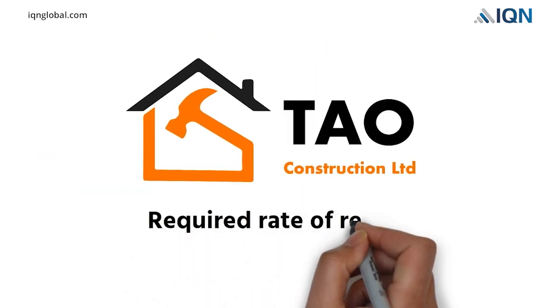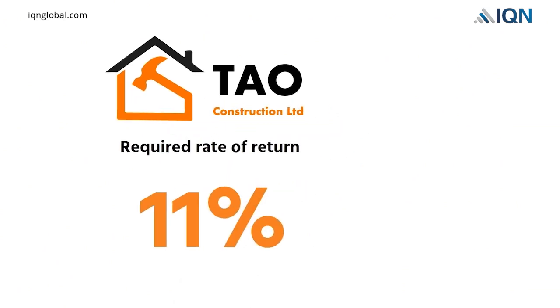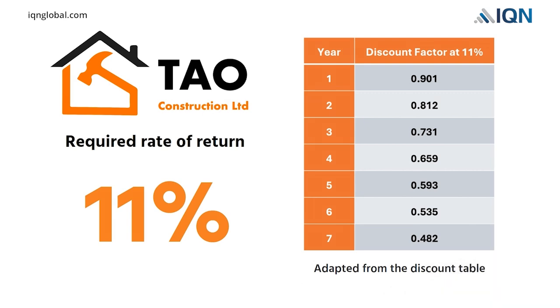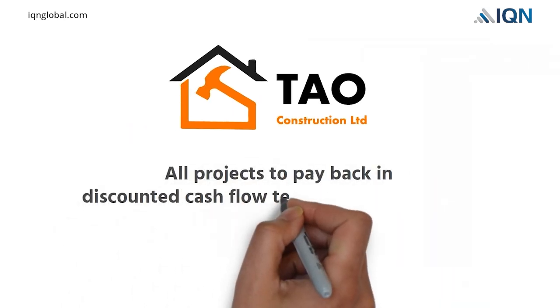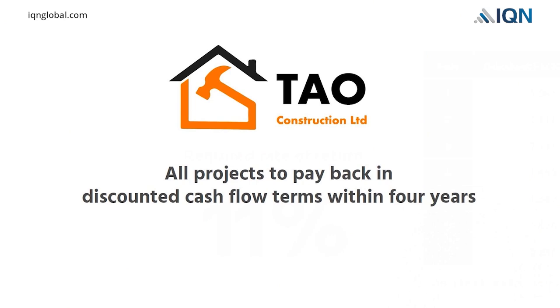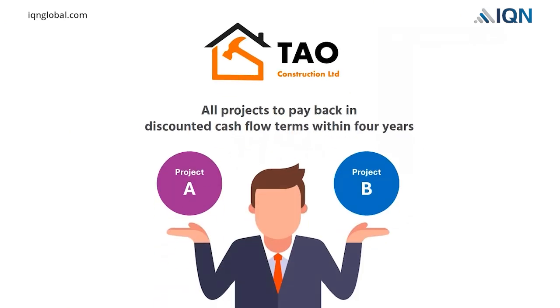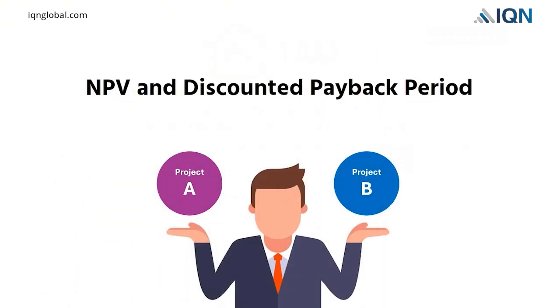Teo Construction's required rate of return from any project is 11%. Here are the relevant discount factors for 11%, which have been adapted from the discount table. Teo Construction currently requires all projects to pay back in discounted cash flow terms within 4 years. Which project, if either, should be undertaken by the company? The NPV and discounted payback period for each project are calculated separately.